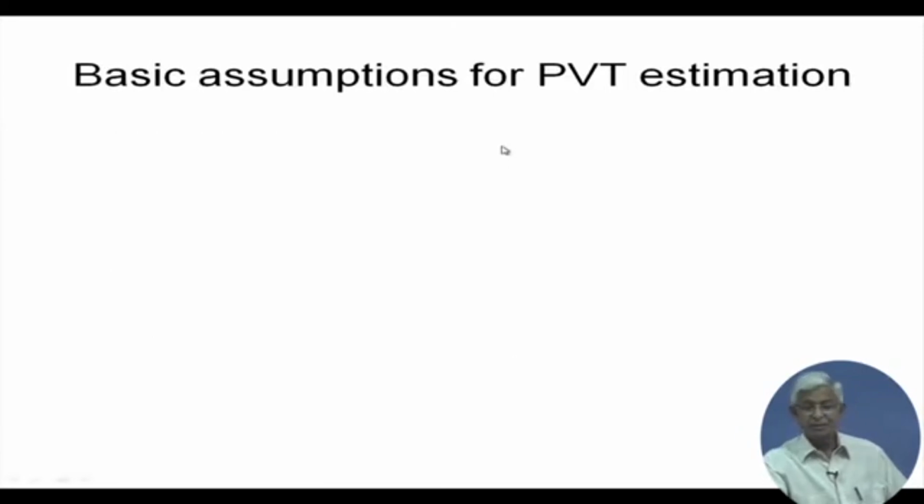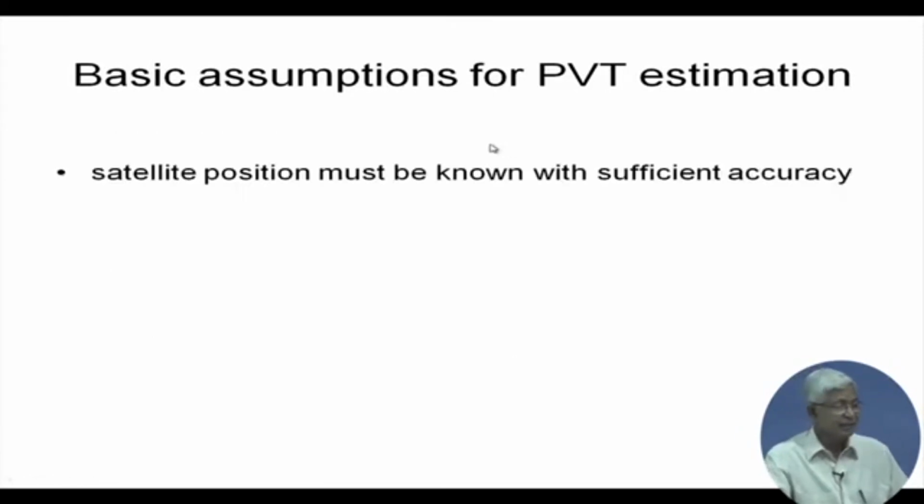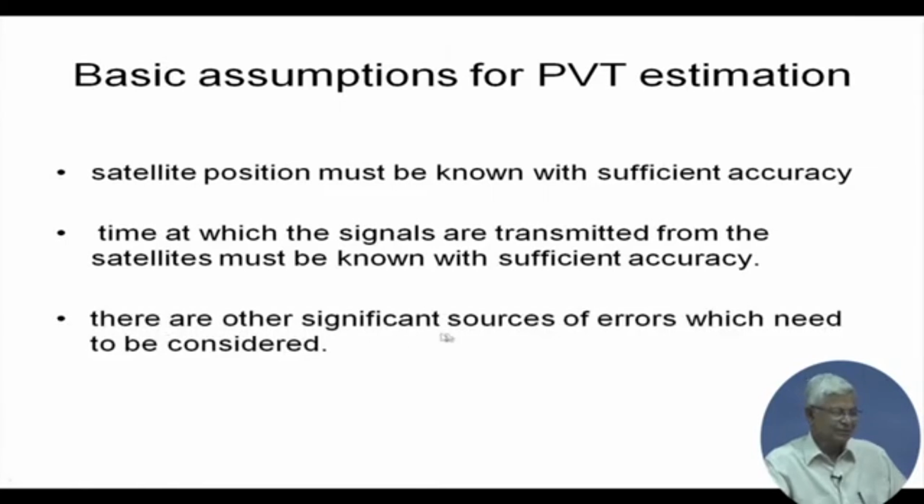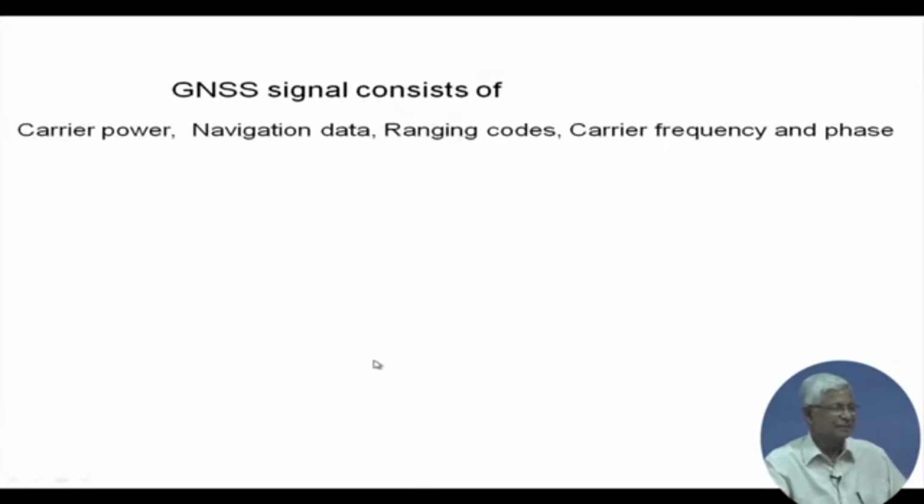So, basic assumptions of this PVT estimation, let us recollect: satellite position must be known with sufficient accuracy. If that is in error, your position is in error, because you start with the satellite as the reference. The time at which the signal is transmitted from the satellite must be known with sufficient accuracy. If that is in error, you are also in error, because you are finding the range with respect to the time and the propagation time, and there are other significant sources of error which need to be considered. We will see what those different errors are.